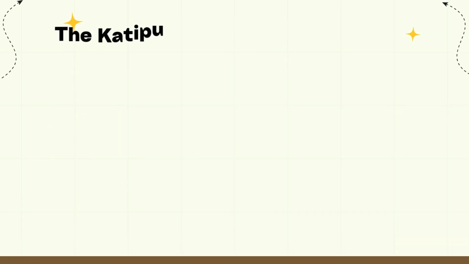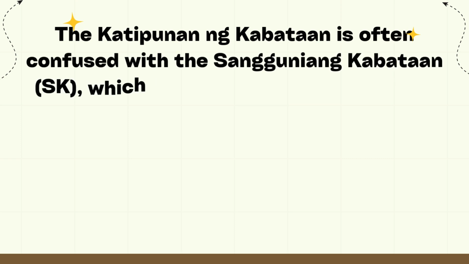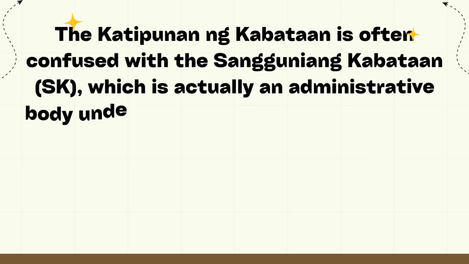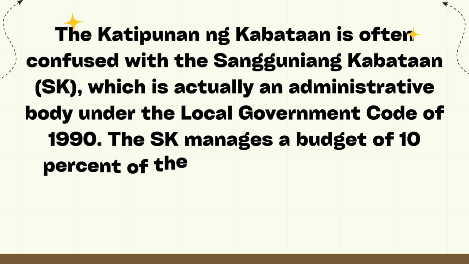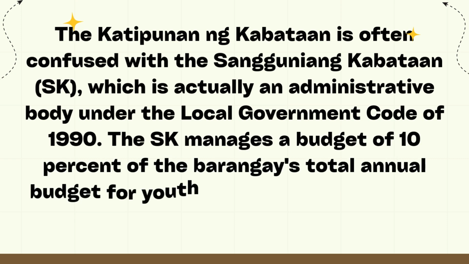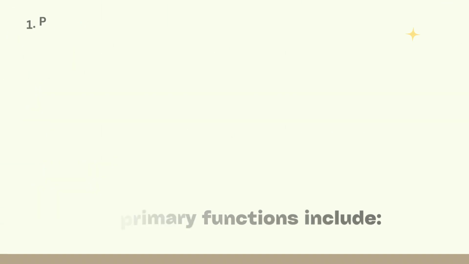The Katipunan ng Kabataan is often confused with the Sangguniang Kabataan, SK, which is actually an administrative body under the Local Government Code of 1991. The SK manages a budget of 10% of the barangay's total annual budget for youth development activities. Its primary functions include 1.